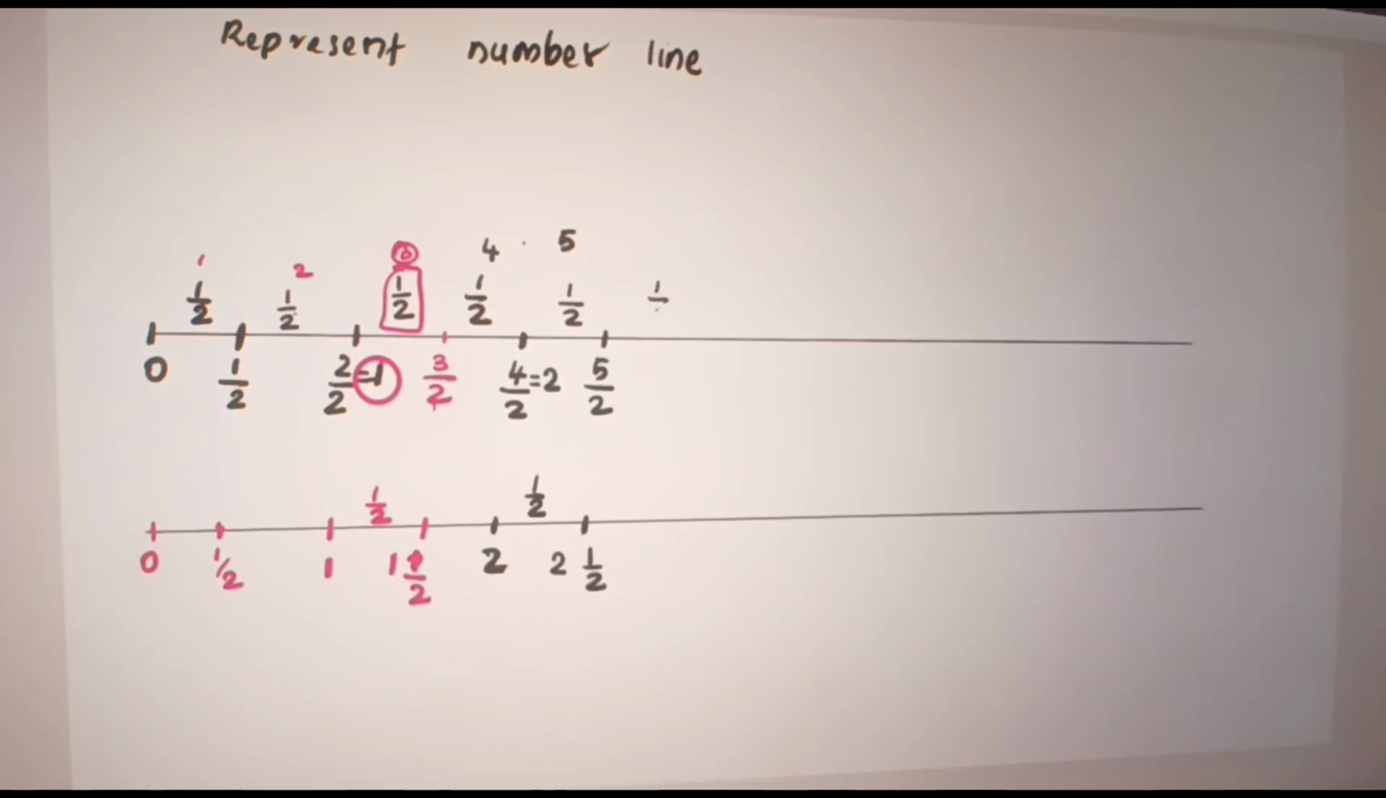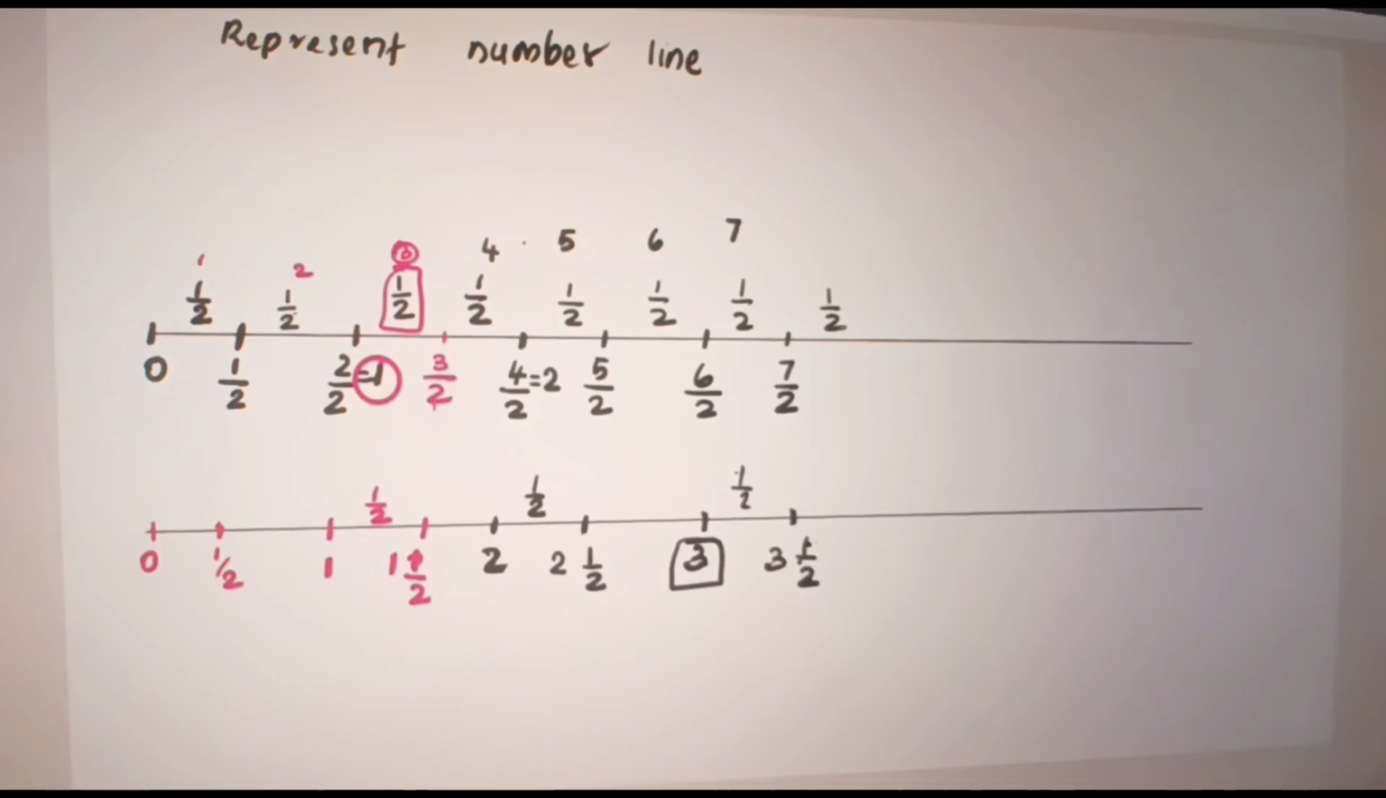Now if you add another half, a total of 6 halves are there. So 6 halves means 6 over 2. So we can write 6 over 2 as 3 wholes. And if you add another half, a total of 7 halves are there. So next it will be 7 over 2. So 7 over 2 means 3 wholes and a half.